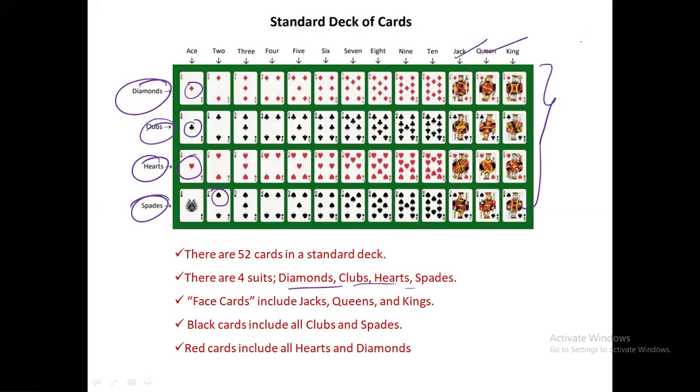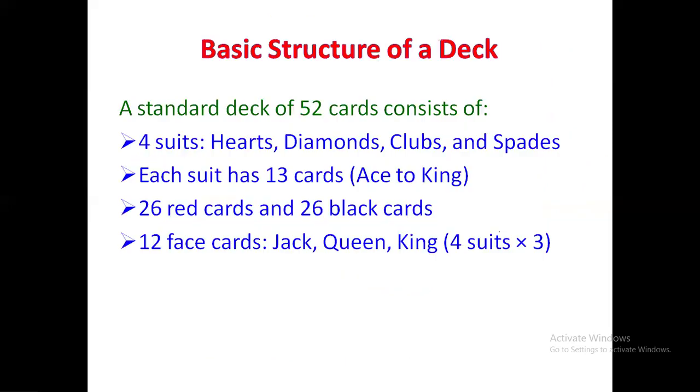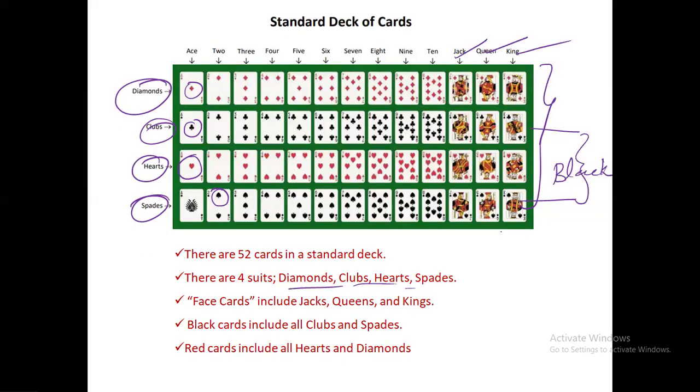The face cards are Jack, Queen, and King. Black cards include all clubs and spades, and the diamonds and hearts are the red cards. Red cards include all hearts and diamonds. Hope everyone understands this picture.